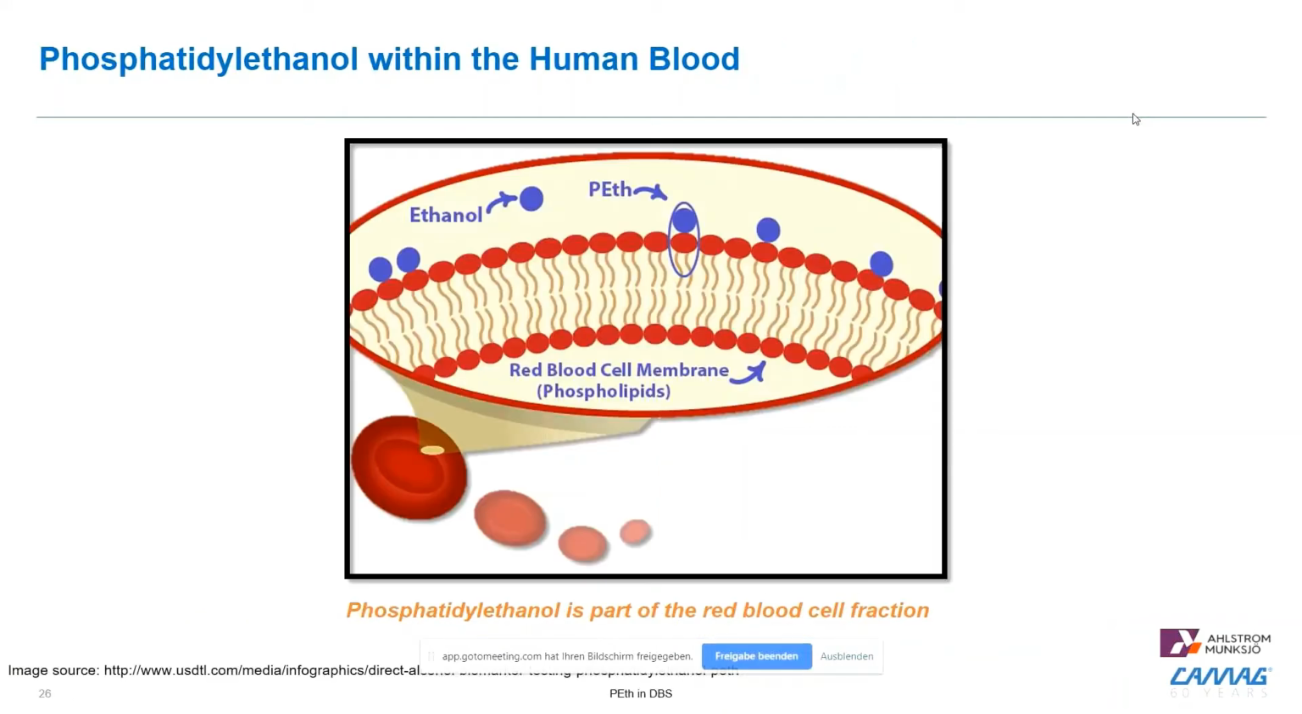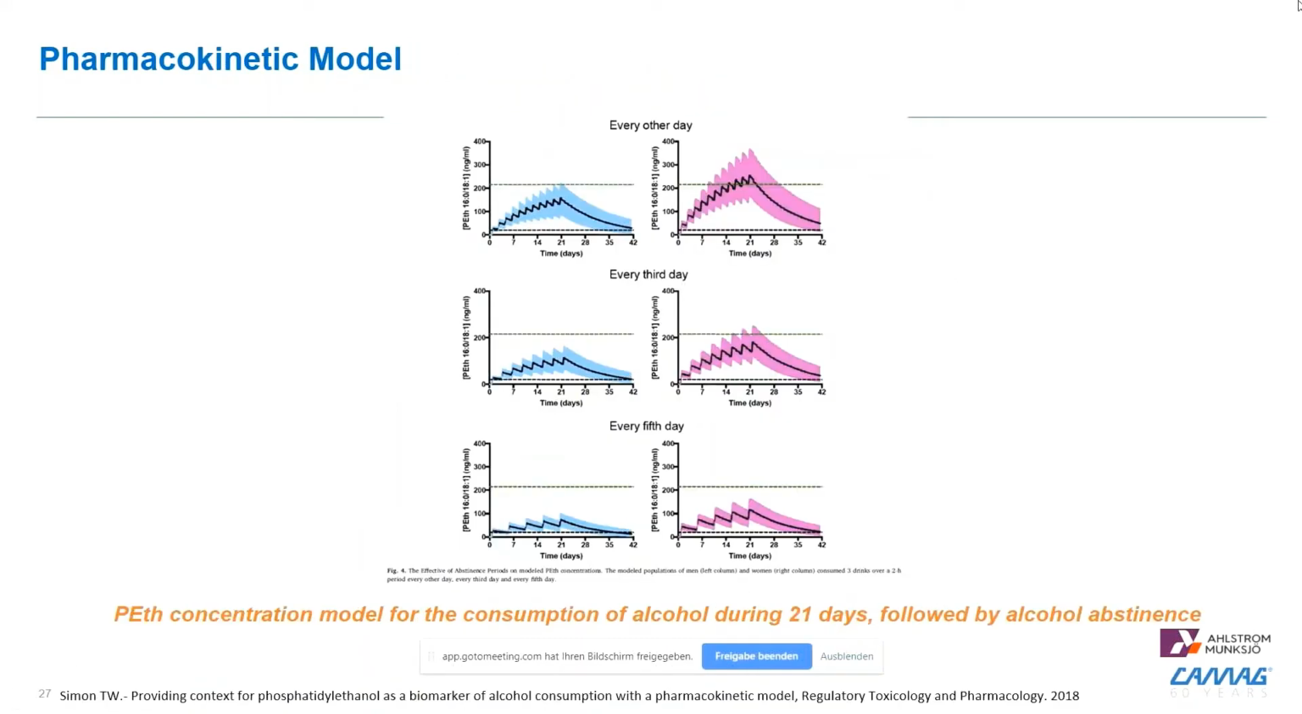Phosphatidylethanol within the human blood is believed to be, or is most likely part of, the red blood cell fraction, especially the cellular membrane, as phosphatidylcholine is really abundant there. This is a figure from the USDTL lab, which shows that quite nicely. A pharmacokinetic model has been developed, which shows a little bit how phosphatidylethanol forms over time within the human body. This is depicted here on this figure.